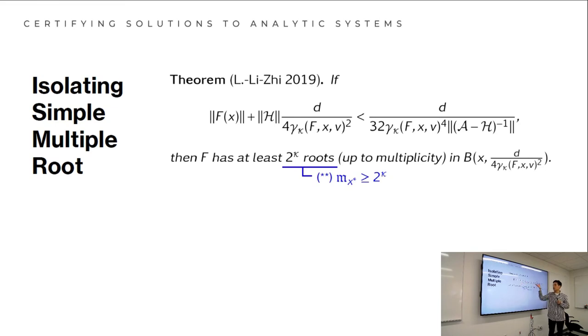So if this inequality is true, then capital F will have at least 2 to the kappa roots inside the ball centered at x with this radius. So we have 2 to the kappa roots because we know that the multiplicity is at least 2 to the kappa. Of course, we don't know what is the exact multiplicity, but we know that at least 2 to the kappa roots should be inside the ball centered at x.